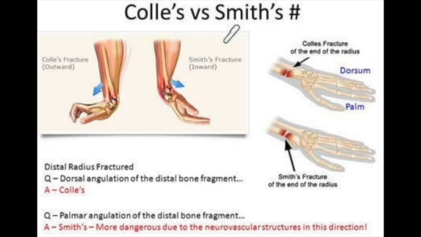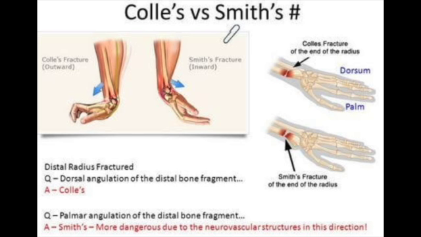Complications: the extensor pollicis longus tendon rupture is most common. So extensor pollicis longus tendon rupture. Also malunion and non-union, joint stiffness, median nerve compression, residual radial shortening, and complex regional pain syndrome, CRPS.